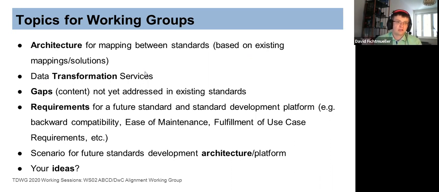Then what are the gaps for content that are not yet addressed by either standard? So we have, of course, some overlap between the standards. Each has fields that are not covered by the other, but what are elements that are not covered by either one, including their extensions? So kind of improving our knowledge on the things we either don't know or don't have modeled yet.